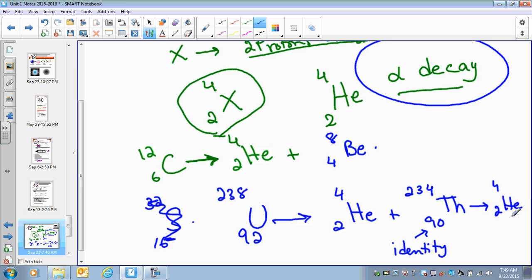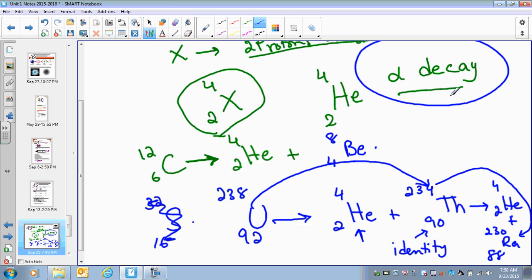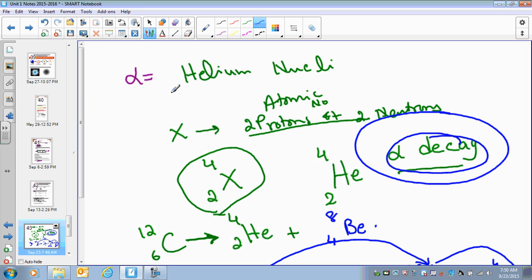Alright, if thorium gives out another alpha particle, what would you do? You do the math again. 90 minus 2 is 88, and 234 minus 4 is 230. So who is 88? You go to the periodic table and look for 88. 88 is radium. So it can keep going like this. Uranium gives out one alpha and turns into thorium. Thorium gives out another alpha and turns into radium. This is called decay because the element is decaying into another element. Anyway, you have to understand what alpha is: alpha is a helium nuclei and it is 2He4. Now what is a beta?